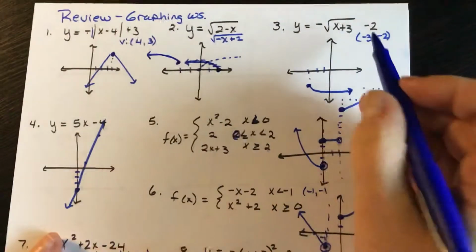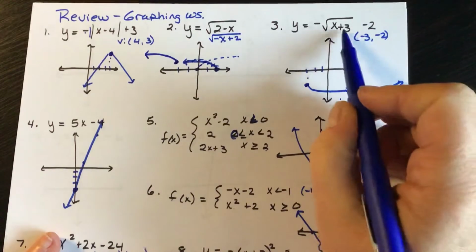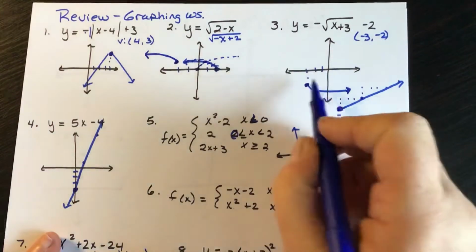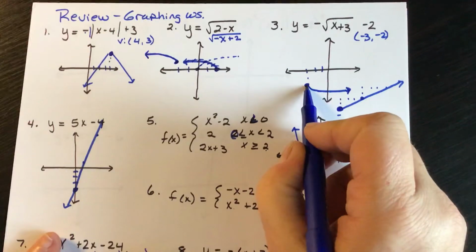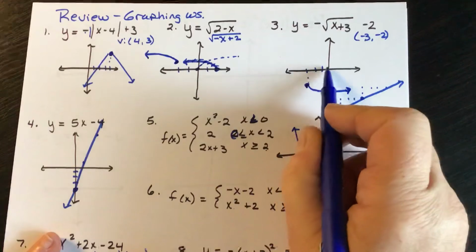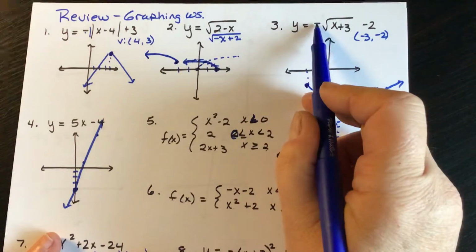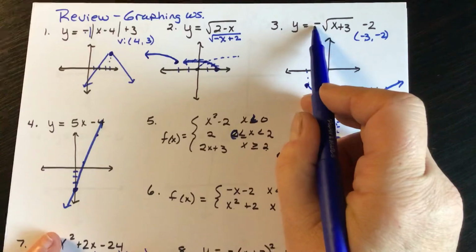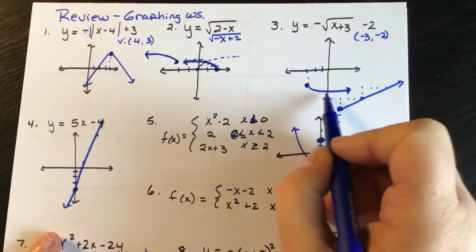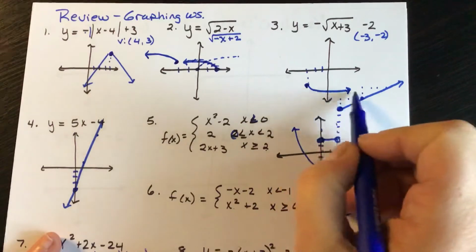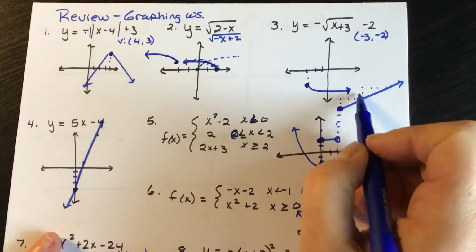Number 3, I have a starting point at -3, -2. So that would be -3, -2 right here. And instead of going up slowly to the left, because the sign is outside of the absolute value sign, I'm going to go slowly downward and to the right.